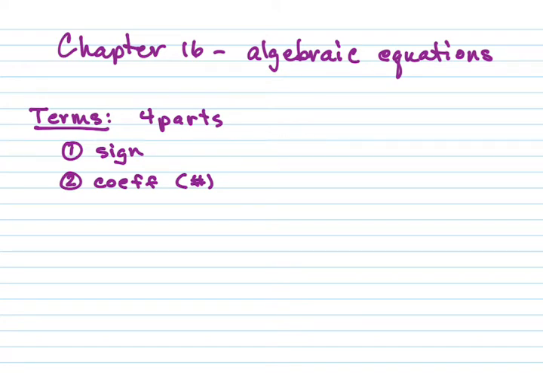And then you have the base, and the base of an algebraic term is its variable or variables. It can have more than one, remember. It can be more than one letter. But for what we're working on, you're only going to have one letter. So the X, the Y, A, B, C. Again, it doesn't matter what letter you have.